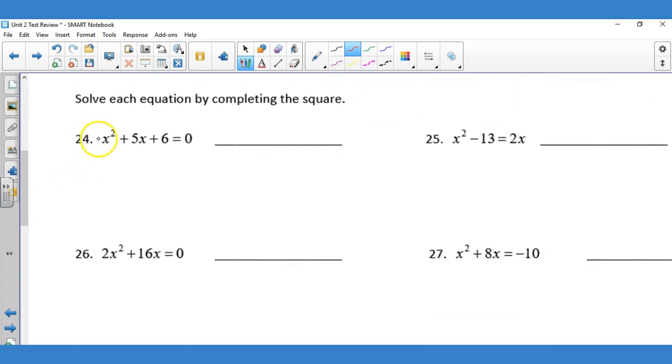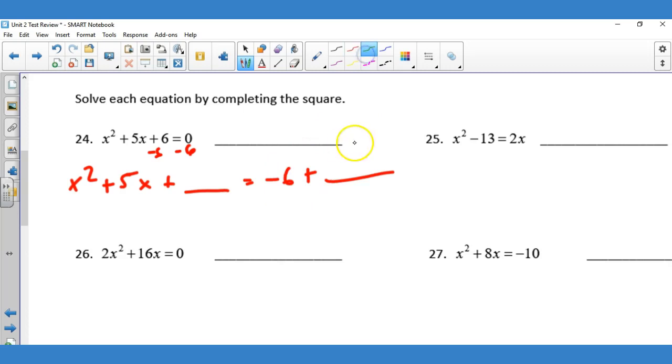Number 24, solve each equation by completing the square. The first thing with this one, guys, is you want to move the constant to the other side. So add -6 on both sides. So you have x squared plus 5x plus our space equals -6 plus our space.